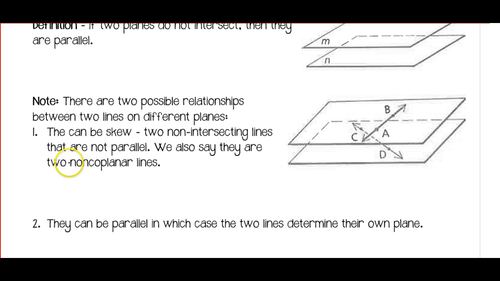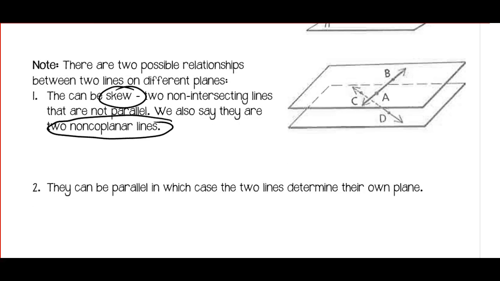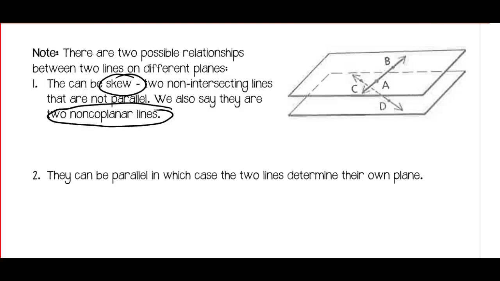Okay, we say that they are two non-coplanar lines, so I can use the word skew, or I could say they are two non-coplanar lines, and this means the same thing. So make sure you understand that we can use those terms interchangeably. Or they can be parallel, in which case the two lines determine their own plane.